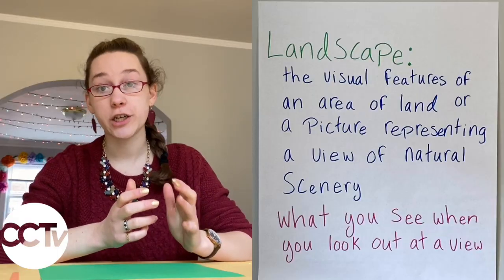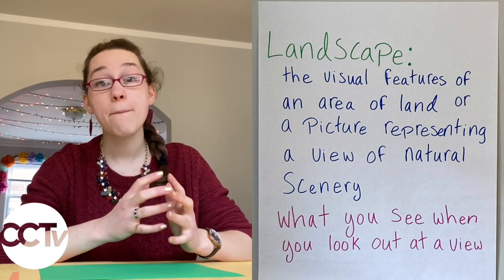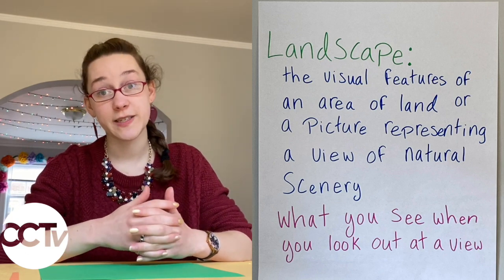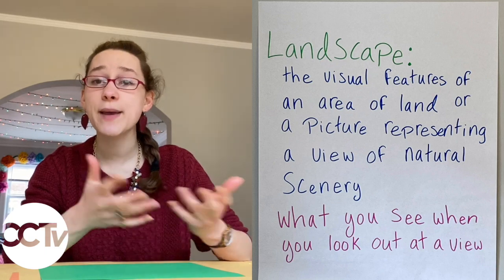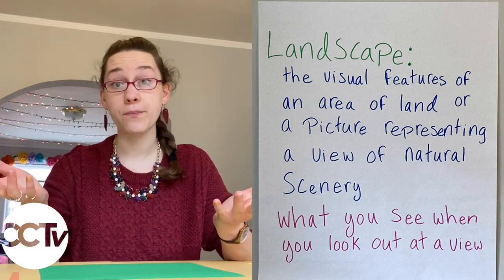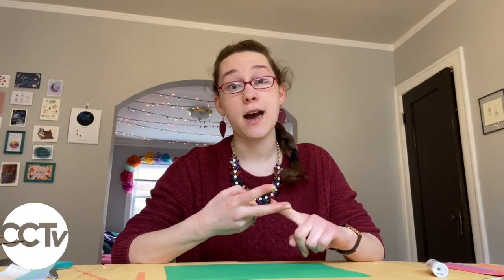So as we're getting started, it might be helpful to know what the definition of a landscape is. The definition that we're going to go with today is the visual features of an area of land or a picture representing a view of natural scenery. All this to say, it's basically what you see when you look out on a view. So some examples of landscapes are a beach, a mountain view, maybe some hills, a farm, various things. So the first step is to think about what landscape you'd like to create.